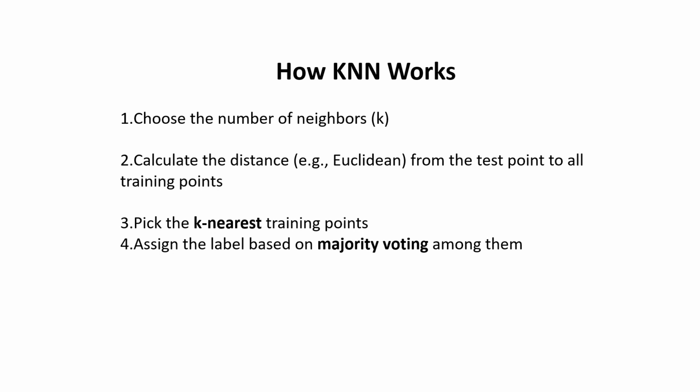Then the next step is to pick the K nearest training points, which are very close to the test data. After that, it labels the data. Whichever label has the majority of points, that is the class it takes for the test point, and it validates it. So this is how KNN works.